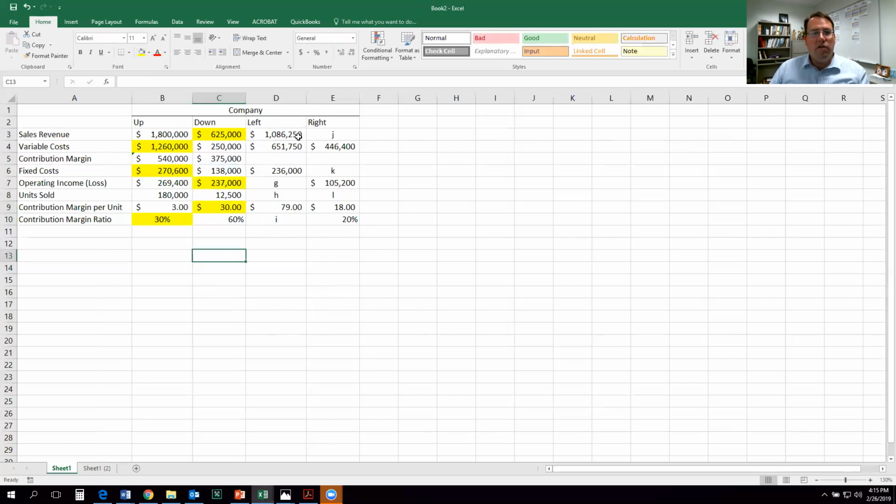The third company is the left company. This one's a little more straightforward, I feel like. So again, I have sales revenue and variable costs. So my contribution margin is just my sales revenue minus my variable costs. And then my operating income is my contribution margin minus my fixed costs.